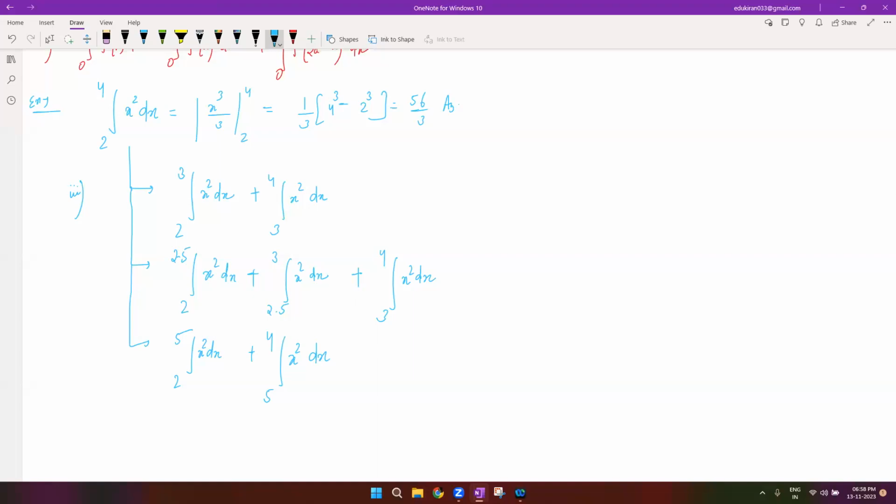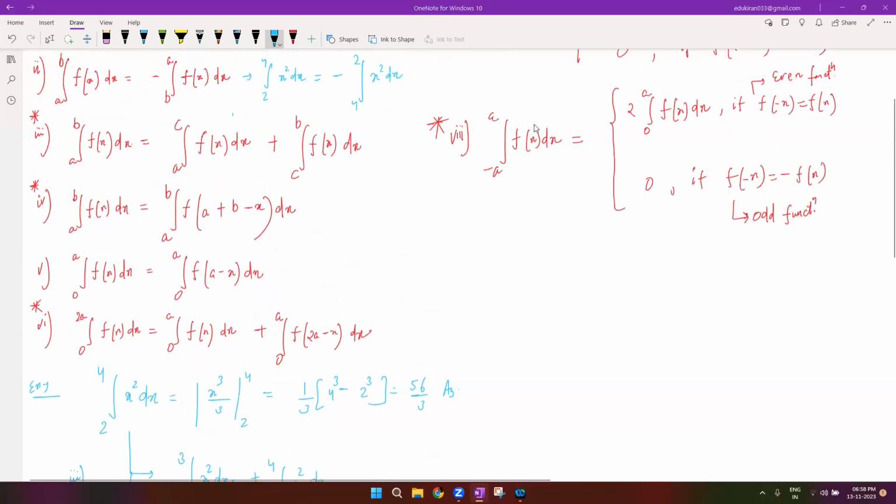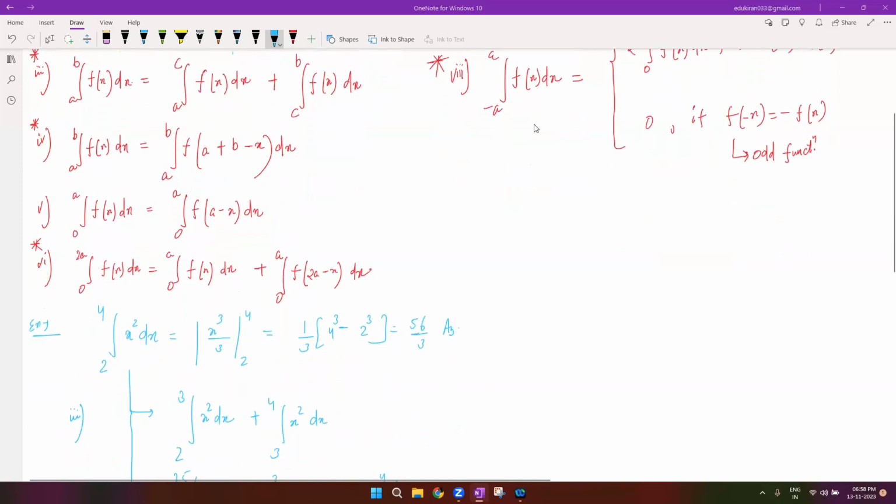I mean, we have to use these properties. So we will see how to use these properties in the questions. Hanji, now let's come to the fourth and the most important property among all. This will be used extensively.